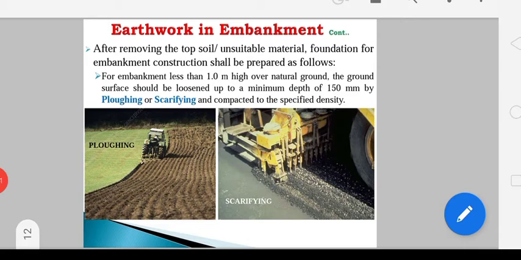And if the embankment needs to be done on an existing pavement, then there is a need to scratch and completely remove the existing pavement surface, flexible or it may be a rigid pavement.